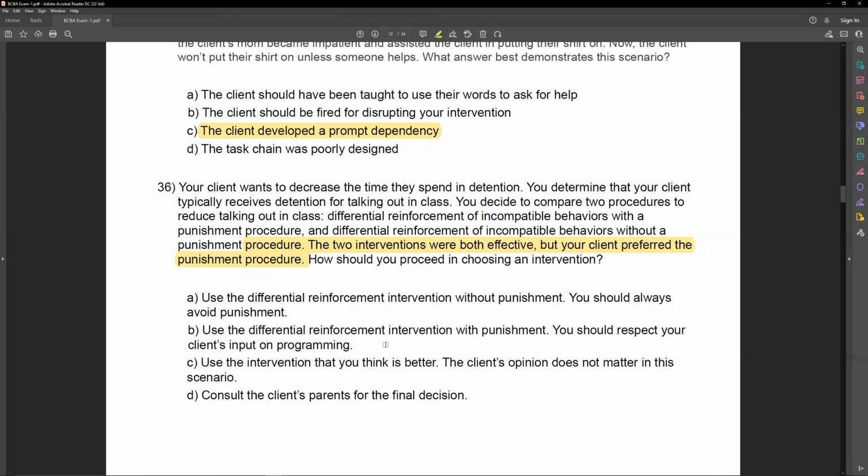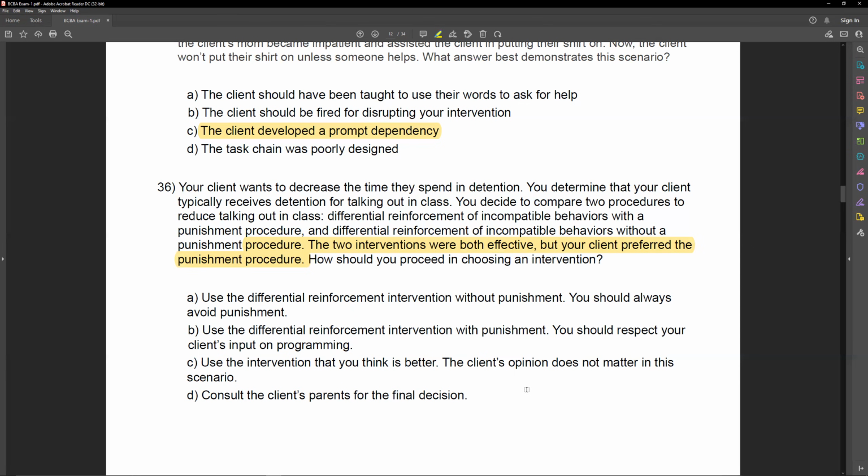Respect the wishes, maintain their dignity, okay? Have them involved in treatment planning. B is very good. Always read all your answer choices. C, use the intervention that you think is better. The client's opinion does not matter in this scenario. Absolutely wrong. The client's opinion does matter in treatment planning. It's their life. D, consult the client's parents for the final decision. No, you don't. That is not necessary.